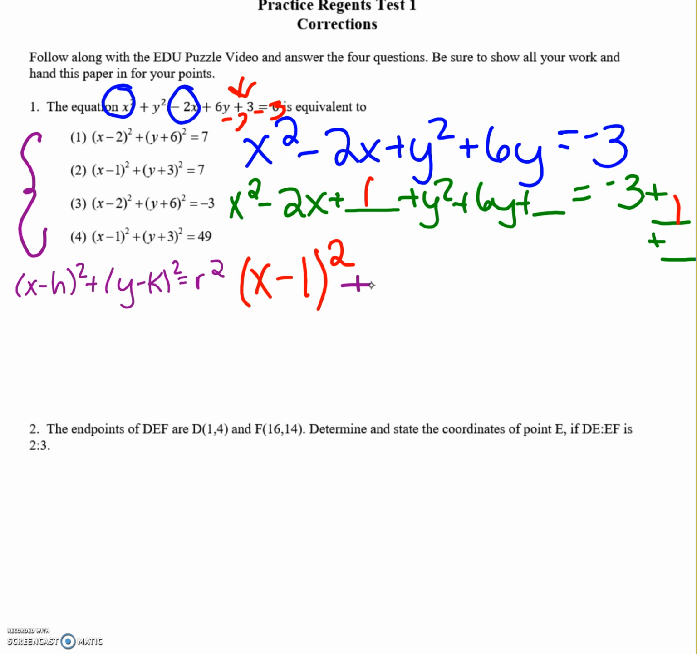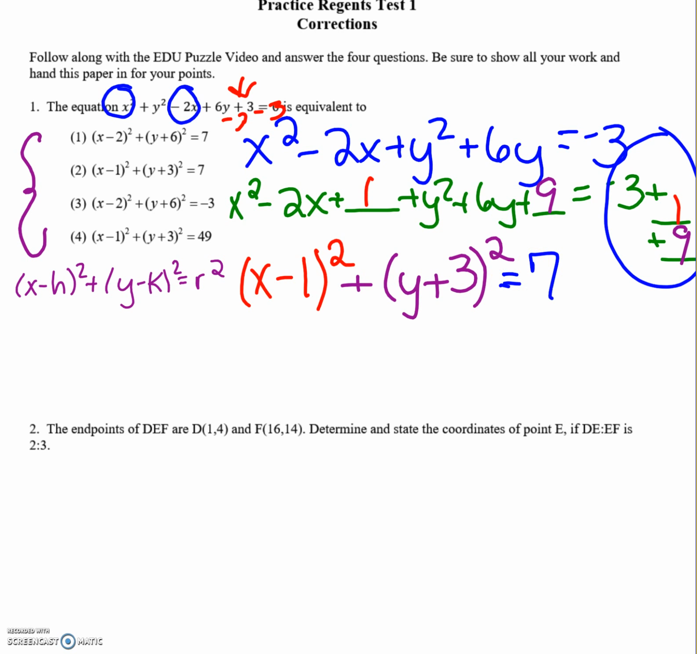Then I'm going to do the same thing for the y's. I'm going to bring down my y, bring down my plus sign. Half of 6 is 3, and 3 squared is 9. Whatever I add to one side, I have to add to the other. And then I'm going to take all these numbers on the right and add them up. 9 and 1 is 10, and then 10 minus 3 is 7. Okay, so now I have my equation of a circle, which is choice 2.